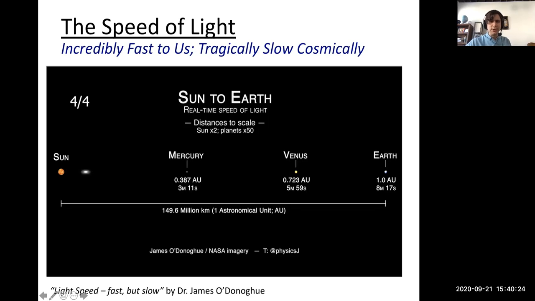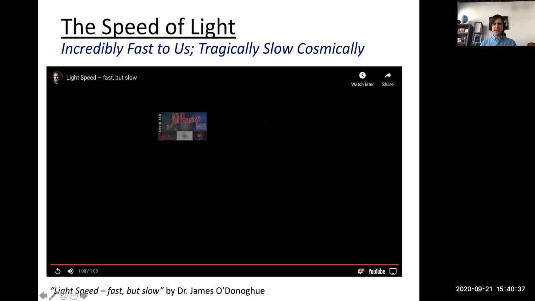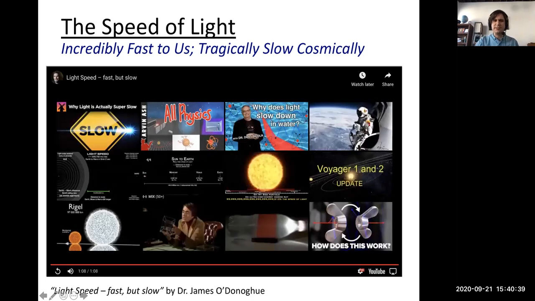So hopefully this really hammers it in. It gives you another scaling thing to realize just how enormous the universe is. Even within our solar system, the speed of light seems slow. Across the scales of the universe, though, it is incredibly slow.